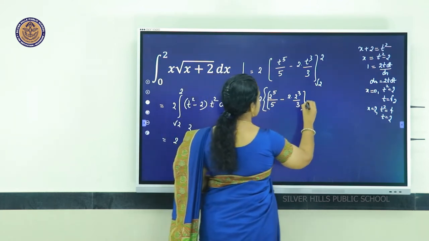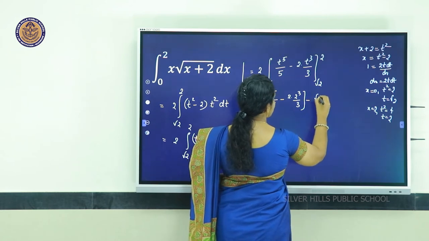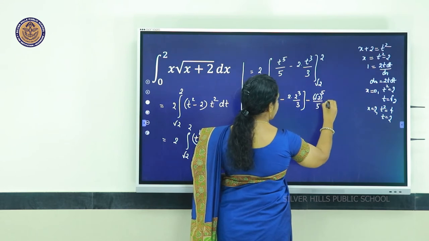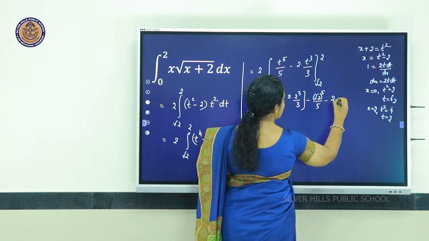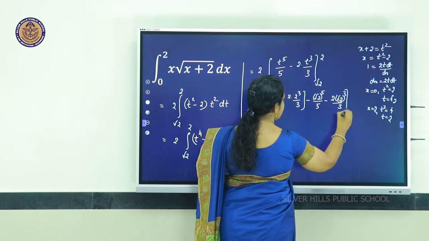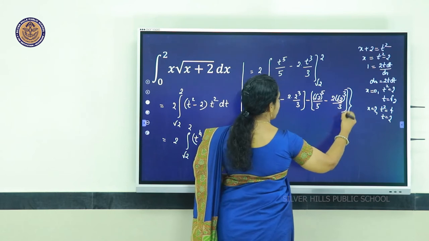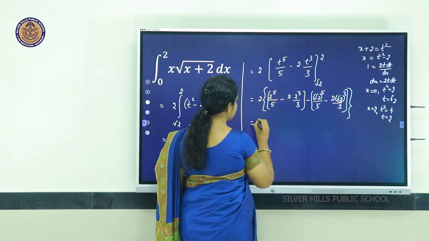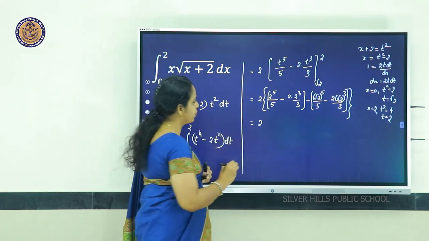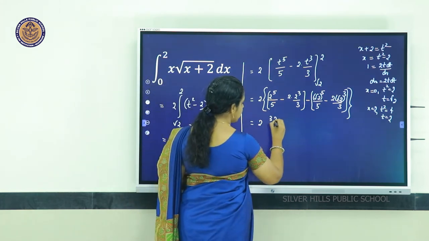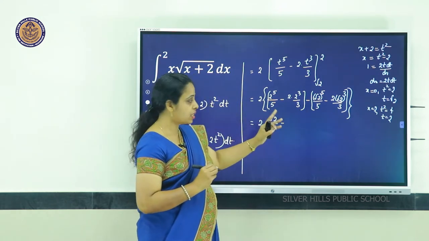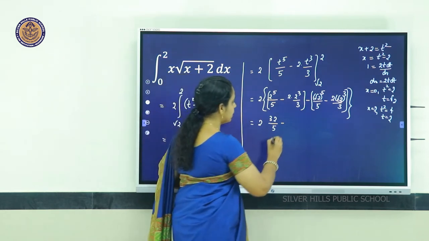Minus, we give the lower limit: root 2 raised to 5 by 5 minus 2 into root 2 raised to 3 by 3, close the bracket, equal to 2 into. What is 2 raised to 5? 32. 32 divided by 5 minus 2 cube is 8, 8 into 2, 16 by 3.